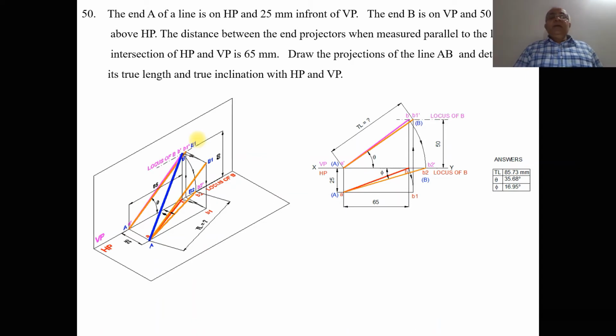Now similarly, we want to do it on the horizontal plane. Suppose if I want to do it on the horizontal plane, how to do that? So we have to take the front view now. Where is the front view? The front view is A dash B dash. So A dash is on HP and B dash is above HP. You make it parallel to HP. How to make it parallel to HP?